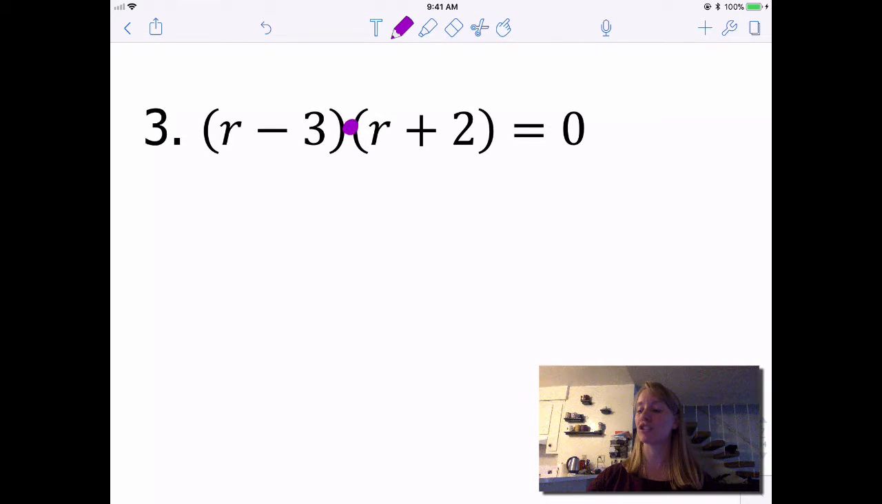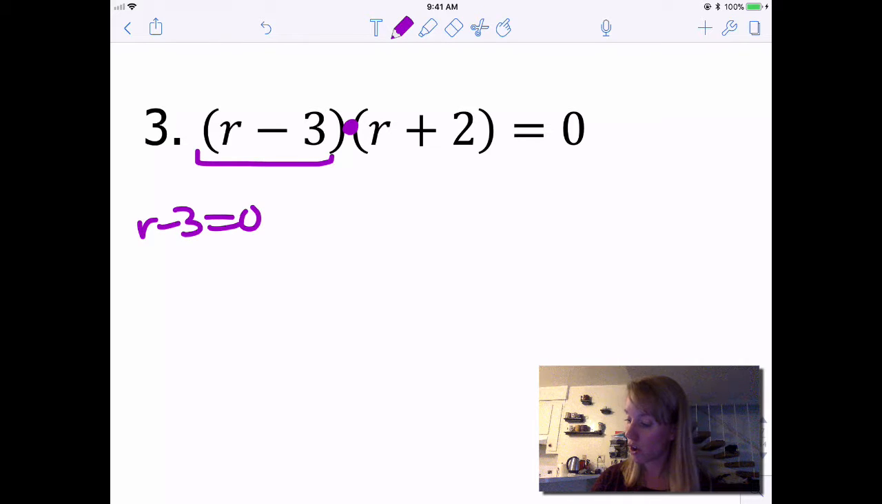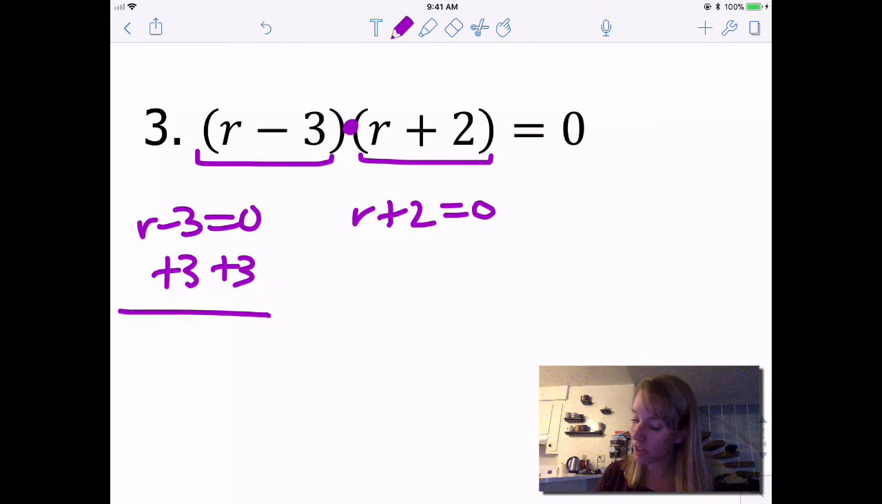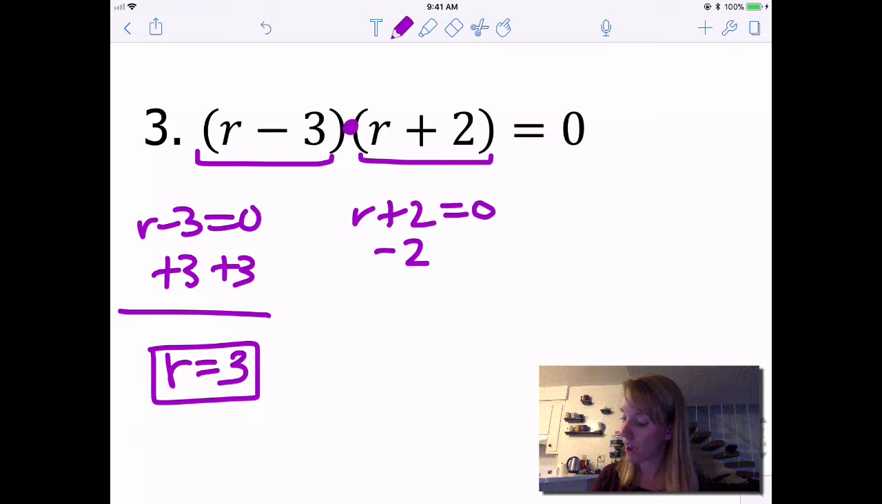Okay, that multiplication should be right in the middle there. If that's the case, then either this term, r minus 3, has to equal 0, or this term, r plus 2, has to equal 0. Maybe you already know in your head what your r values are going to be. I'm going to add 3 to both sides, and r equals 3.